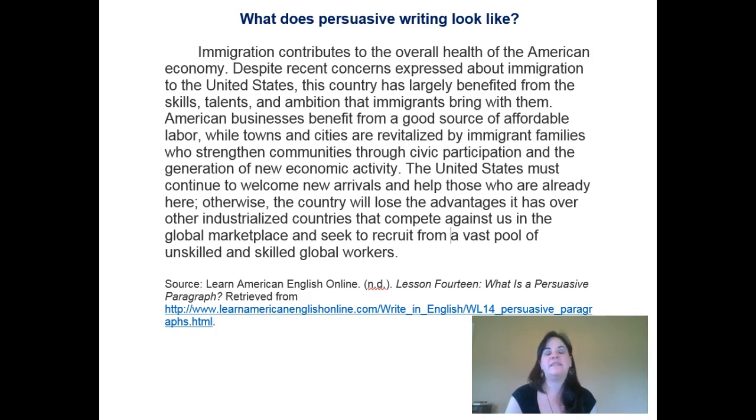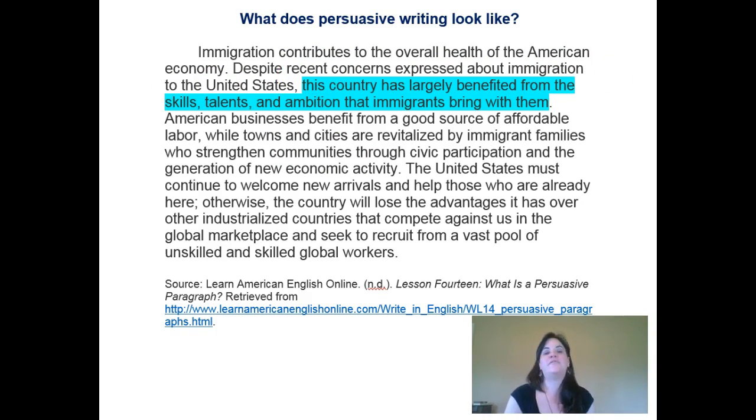So the topic in this paragraph is immigration. That's the issue. The claim is that the United States has largely benefited from the skills, talents, and ambitions that immigrants bring with them. So there's our topic sentence. What's going on before the topic sentence is presenting the issue, making sure the reader understands that an issue exists. This is done by saying, despite recent concerns expressed about immigration to the United States.